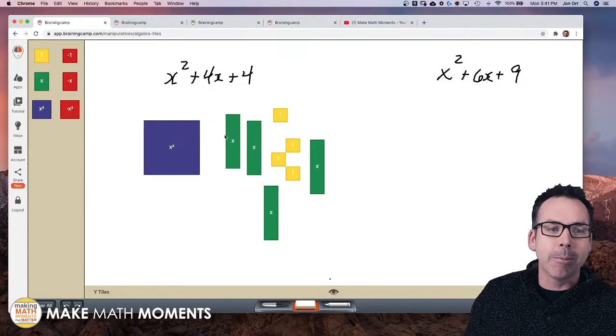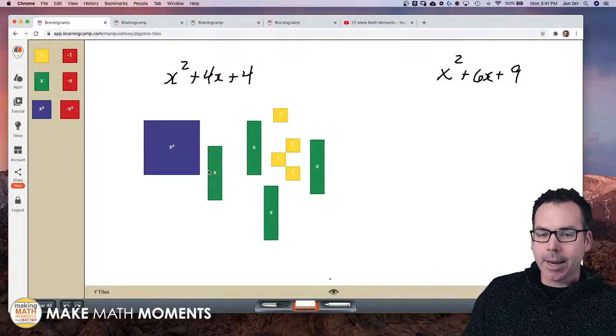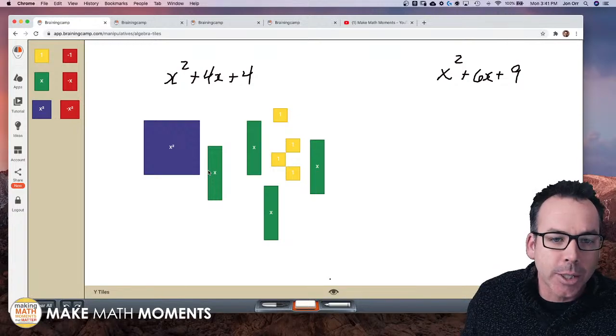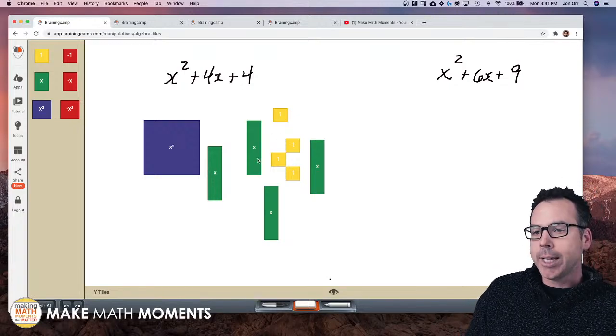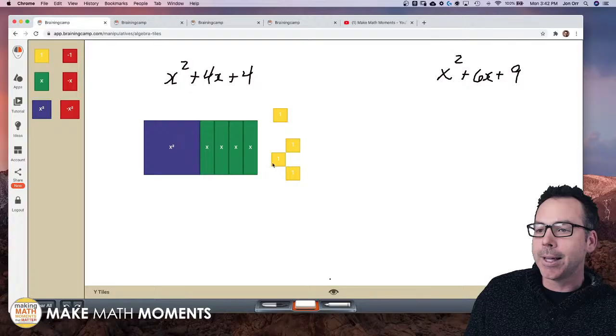So kids will play around with this. Don't show them how to make the square. Let them make the square. And then you just say, now, what are the dimensions of that square? And so kids will play around with putting x tiles on different sides. They might say, I'm going to make these here, and then, okay, well, that's a rectangle, and then where do I put these singles to make the square?